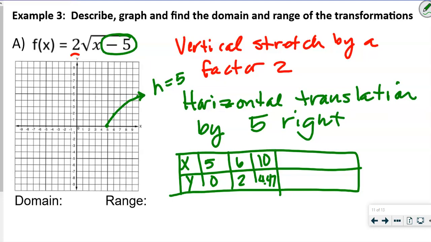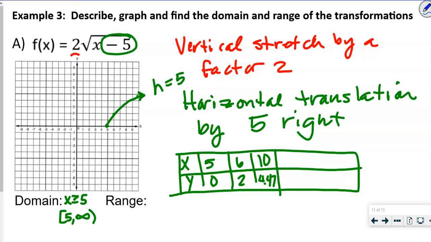Now let's look at this graph. What's happening to our domain? X is going to be greater than or equal to, what is our H, y'all? Yes, 5, okay? And how would we write that if we were going to write it in brackets? We start at 5 and go on to where? Infinity, yep, okay?